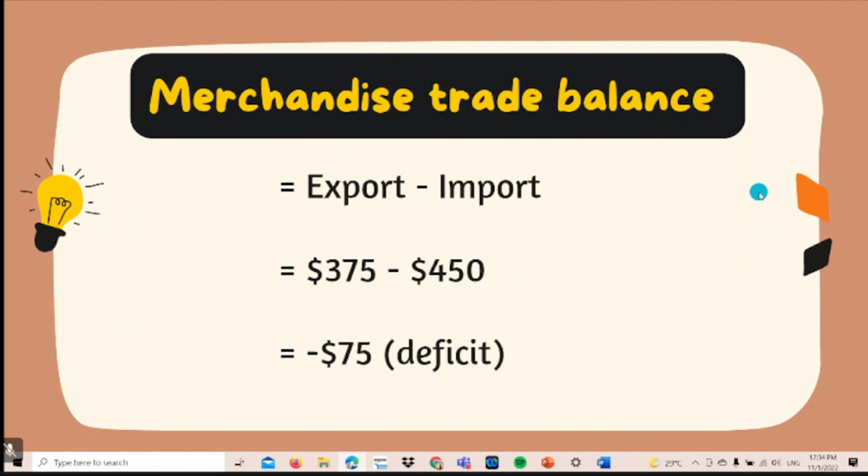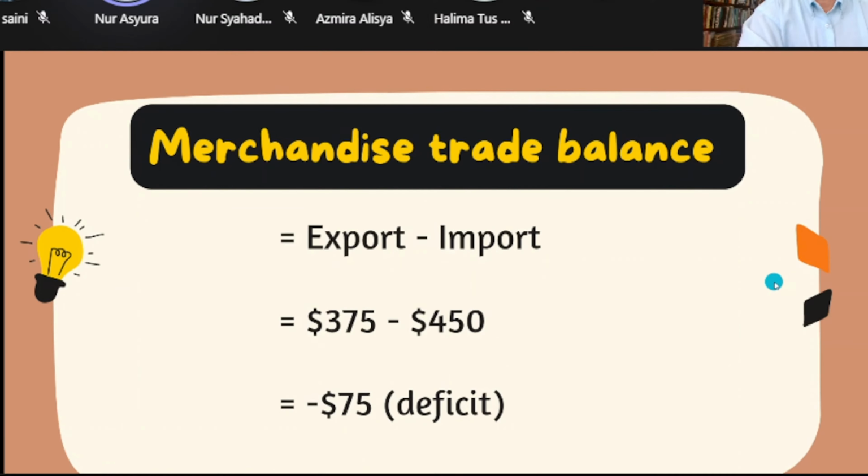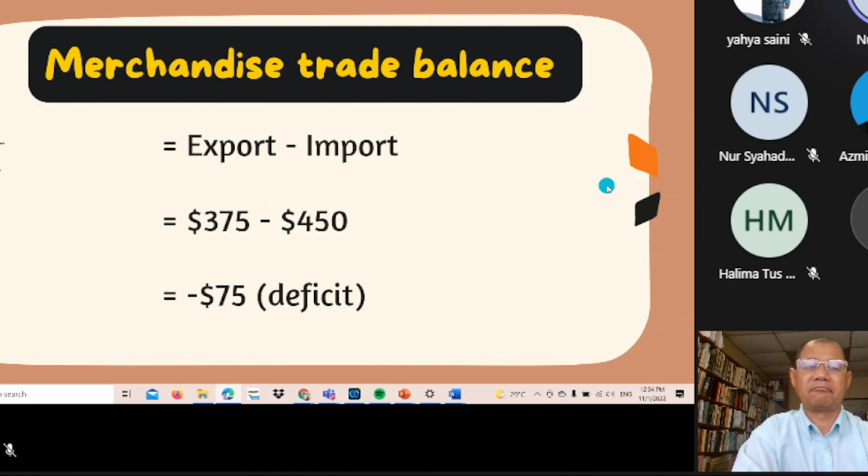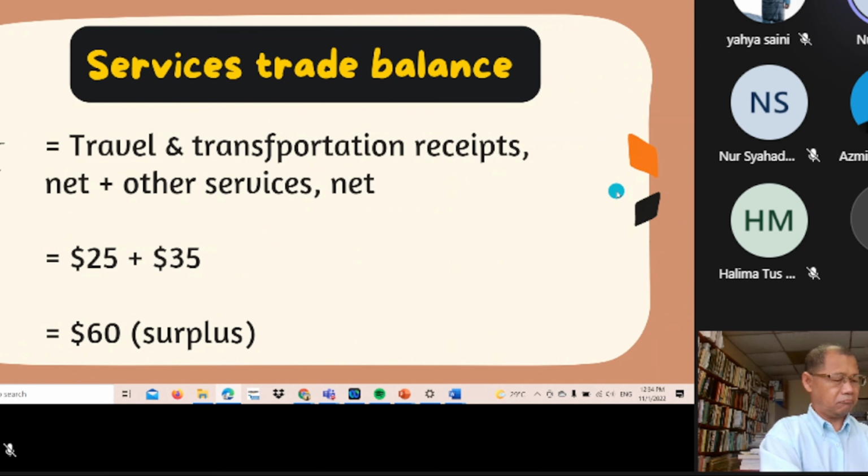So the merchandise trade balance is exports minus imports: $375 billion minus $450 billion equals negative $75 billion, which is a deficit. Services trade balance, travel and transportation receipts net plus other services net: $25 billion plus $35 billion equals $60 billion, which is a plus.